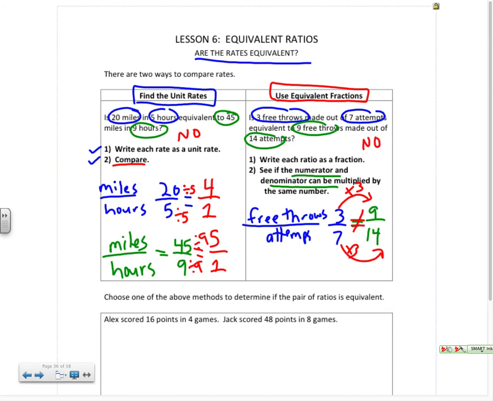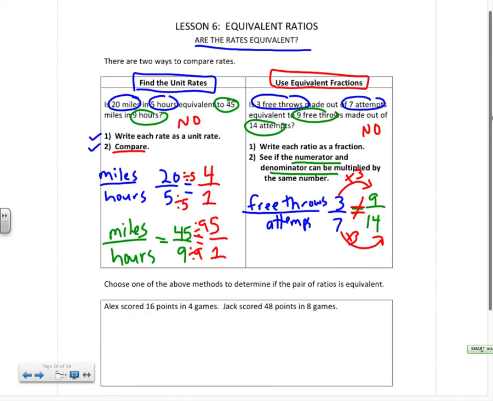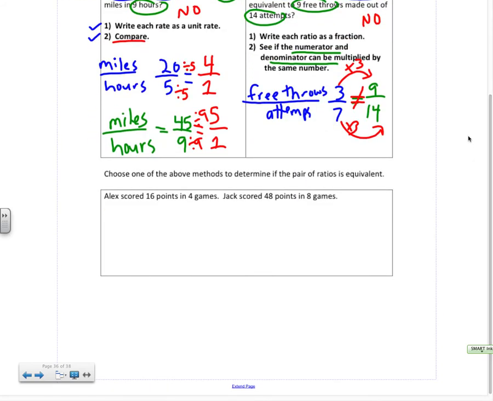Okay. Here's what I would like you guys to do next. Choose one of the above methods to determine if the pair of ratios is equivalent. So go ahead. Why don't you pause the tape, work it out, and when you are done working it out, you can check your answers. Okay, pause, pause, pause. Okay, we're back.